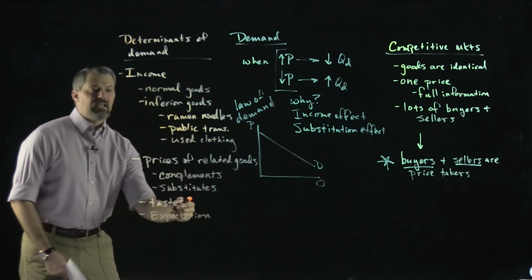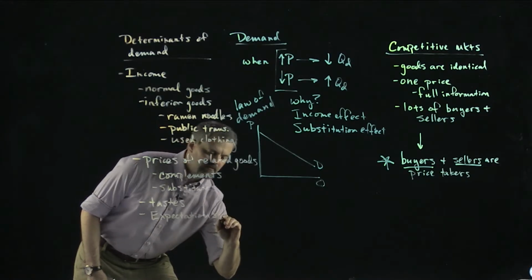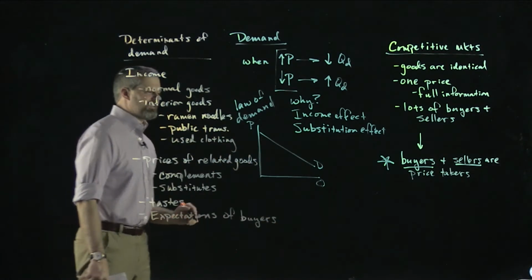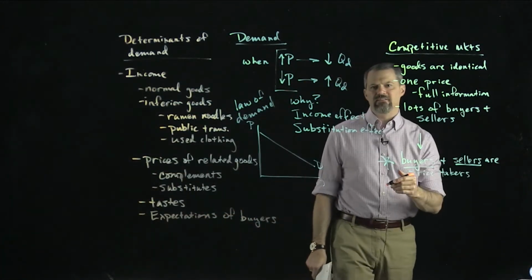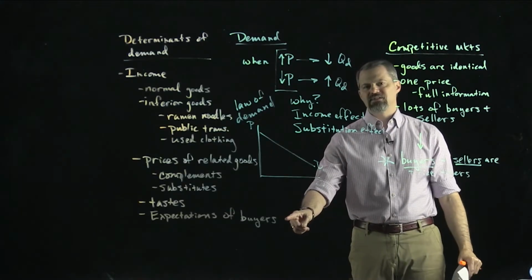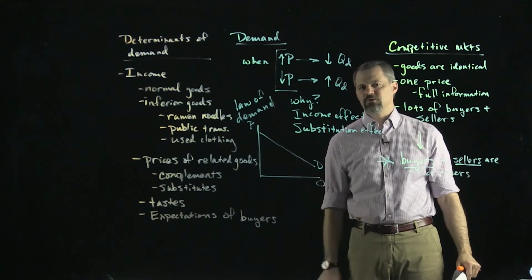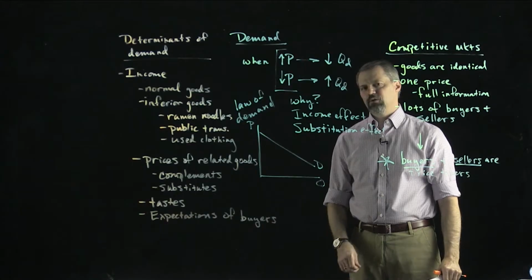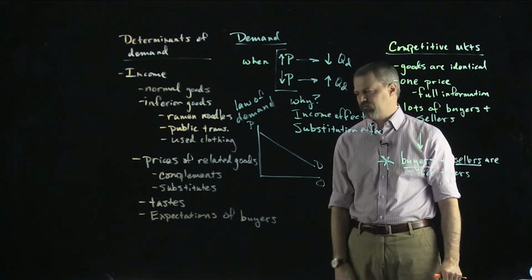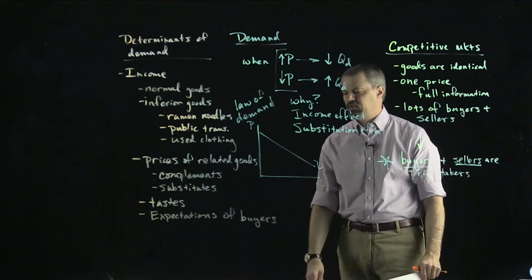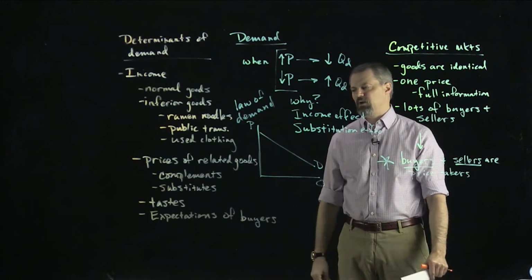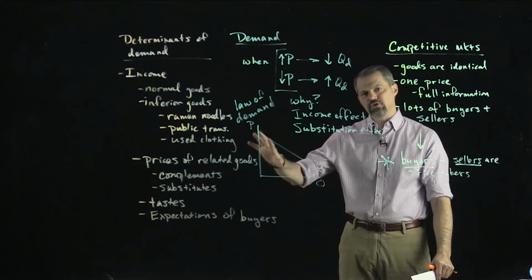These are going to be expectations of buyers. If buyers expect something that they buy to get more expensive in the future, then they might decide to stock up now. So if you expect the price to go up, that might increase your demand right now. Or if you expect your income to change in the future, that could change your demand now.